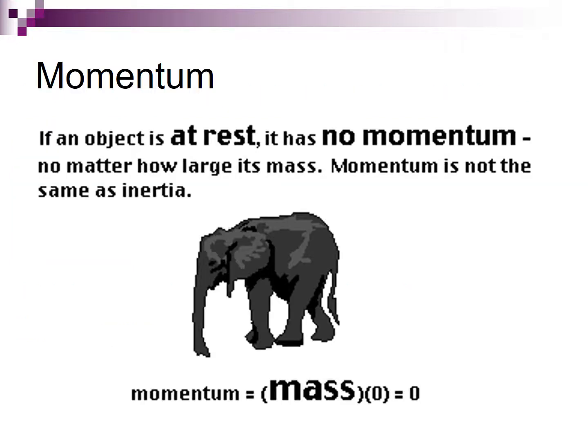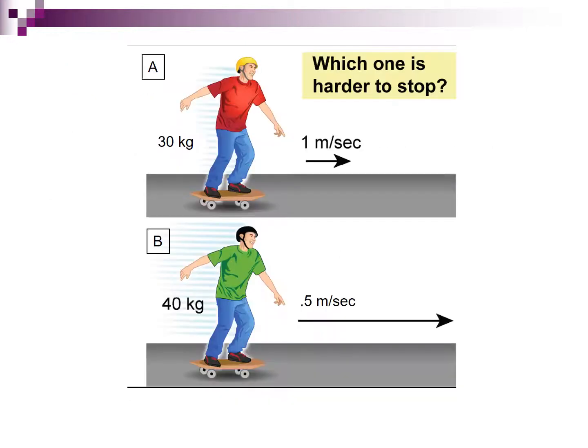So if an object is at rest, it has no momentum. Here's where it is different from inertia. When we talked about inertia, we said the more mass, the more inertia it has, and less mass, less inertia. But here, in order to have momentum, you have to have a velocity, because if you don't have velocity, you will have no momentum.